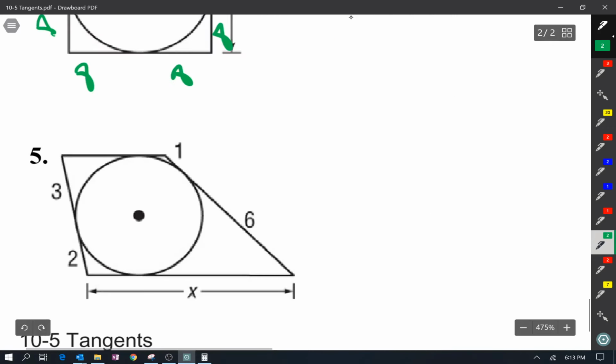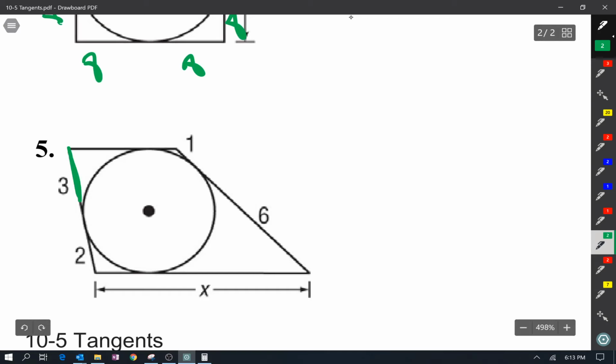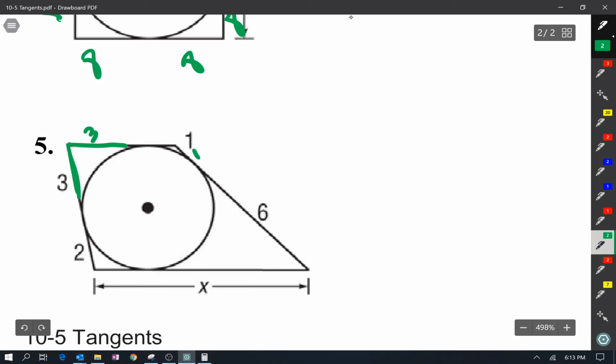This one looks a little more interesting, right? Okay, so this is 3, so this is 3. And this is 1, so this is 1, right? And that's 6, so this is 6. And that's 2, so this is 2. All right, that's easy. So what's x? Well, x must be 2 plus 6, which is 8. X must be 8. Easy.